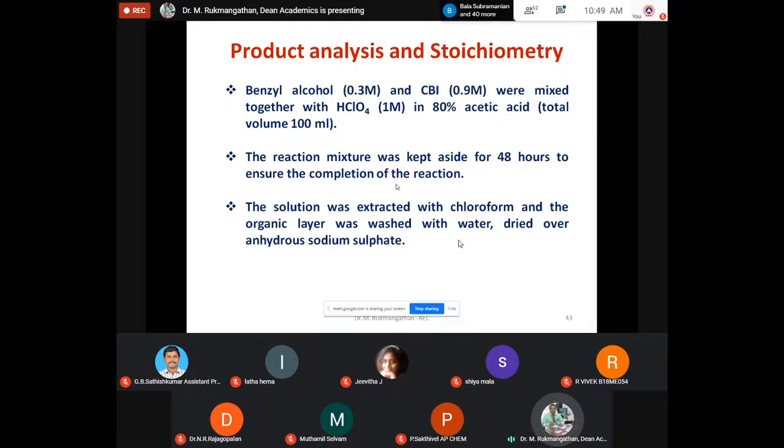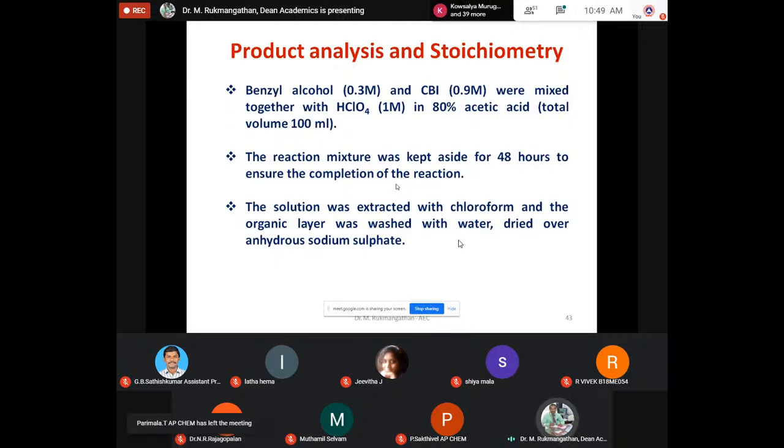For that, we have to carry out a separate reaction. Benzyl alcohol about 0.3 molar and oxidant 0.9 molar. Here we have to use a larger excess of oxidant in order to complete the reaction to about 90% or more. So benzyl alcohol and the oxidant 1-chlorobenzimidazole were mixed together in the acid medium, perchloric acid. The solvent is 80% acetic acid and water mixture. That reaction mixture was set aside for about 2 days for about 90% or more completion of the reaction. Finally, a product is obtained.